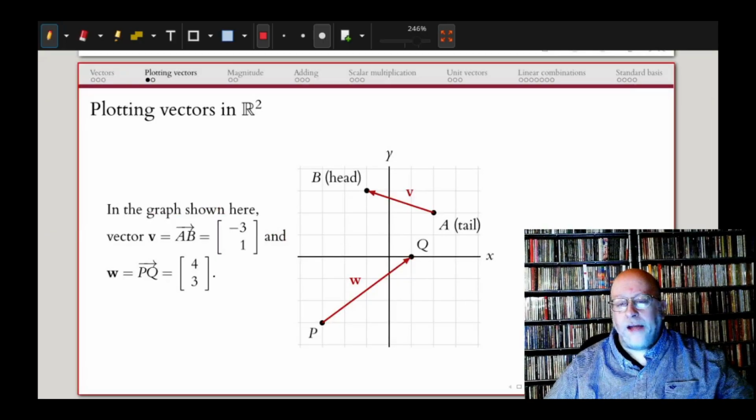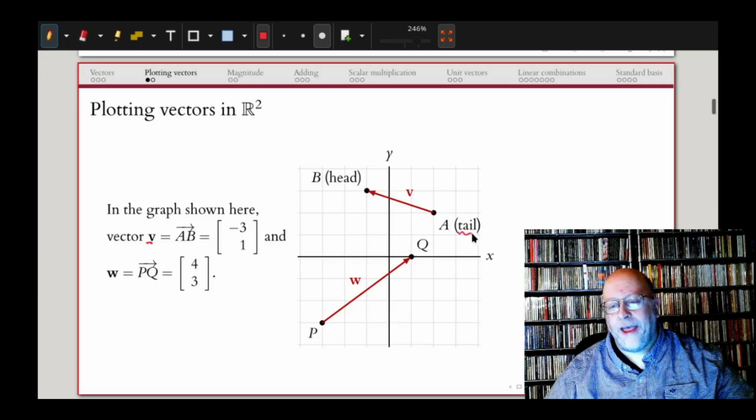If I want to plot a vector, there are a couple of ways of doing this. This is the vector v, which starts at point A and ends at point B. So the starting point is called the tail of the vector. The ending point is called the head of the vector. The ending point is called the head because it lines up with the head of the arrow.